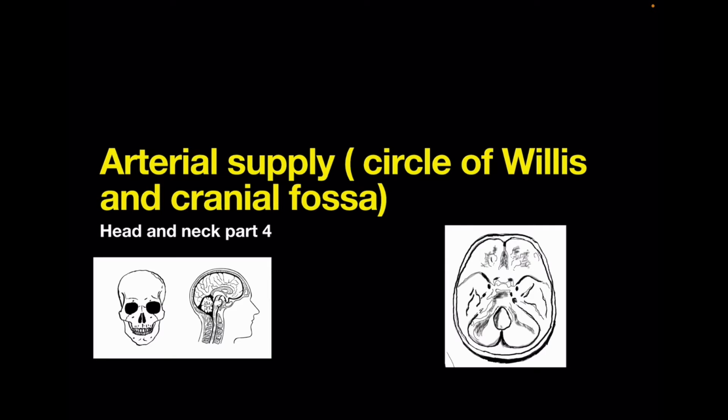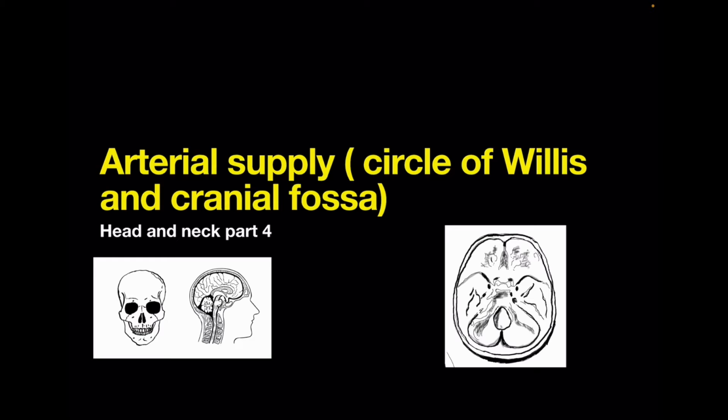Today we are discussing the arterial supply of the circle of Willis. Not in detail, but you will get a brief idea of it. First, just remember that the internal carotid artery and the vertebral artery are the vessels that supply the cerebral circulation.